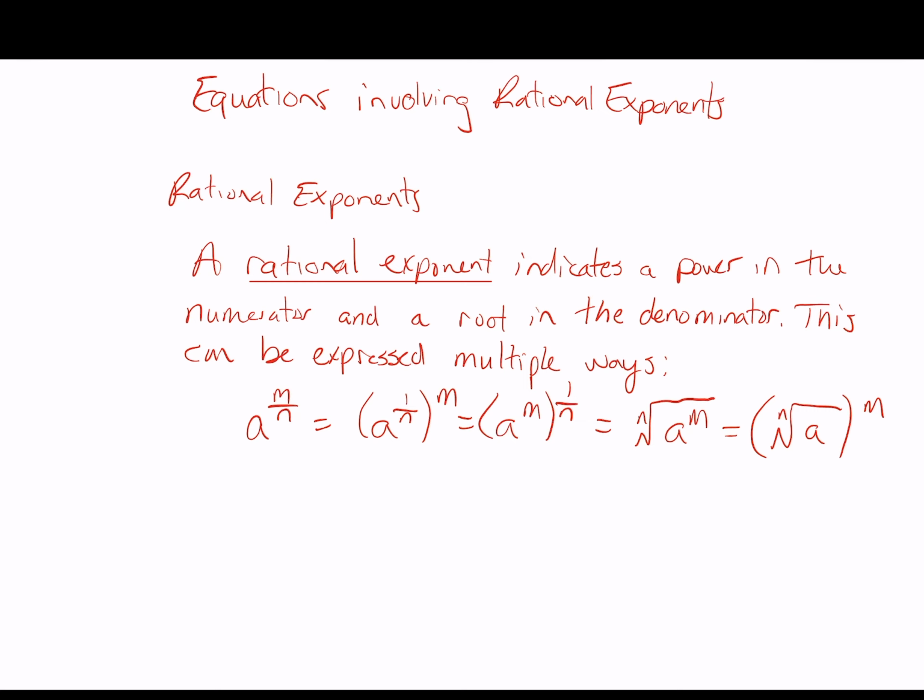Rational exponents. A rational exponent indicates a power in the numerator and a root in the denominator. This can be expressed in a number of ways. You can have a, the base, raised to the m over n power. You can have a to the 1 over n, the whole thing raised to the m power. You can have a to the m raised to the 1 over n power. And you can have the nth root of a to the m, or the nth root of a all raised to the m power.